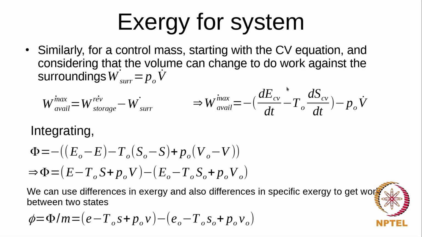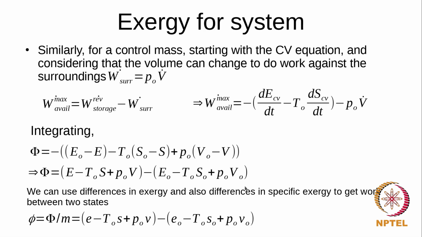What we can do is integrate this, and we get the maximum work which is available to us, which is what we call the exergy for the control mass, or the exergy for the system. It is minus the integral of this. E naught is the final state, because the final state is the dead state, so we have E naught minus E. We have minus T naught, and the final state is S naught, so the integral gives S naught minus S, and we have plus P naught times V naught minus V.